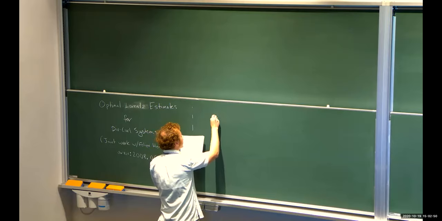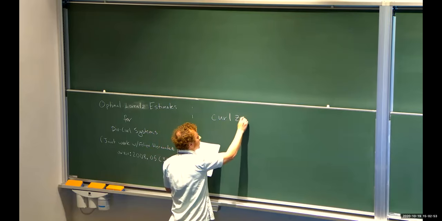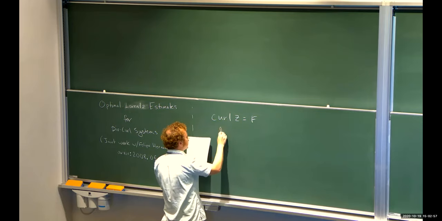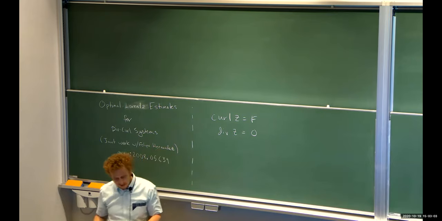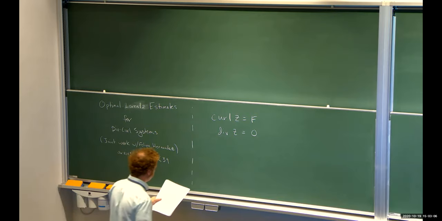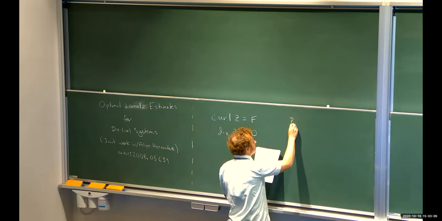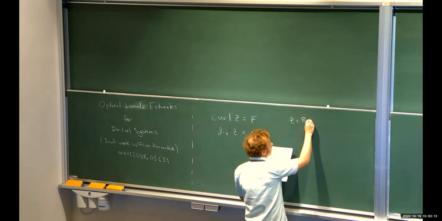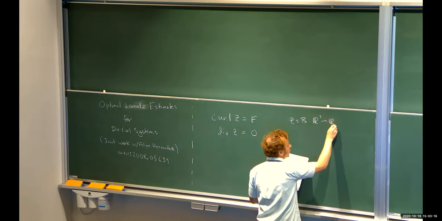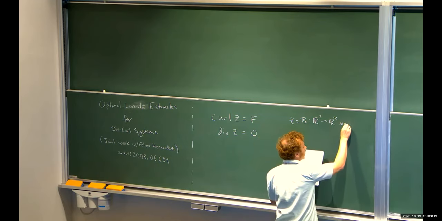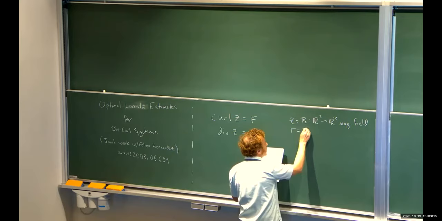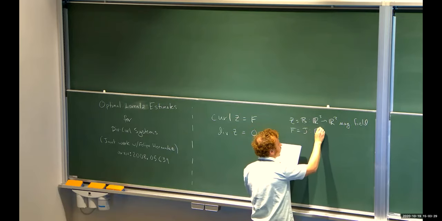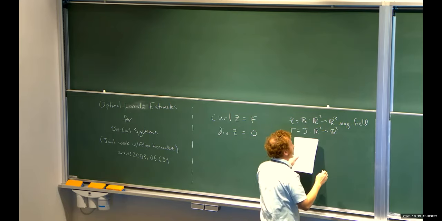The problem that we're interested in is that of finding estimates for Z, which satisfies curl Z is equal to F, and divergence Z is equal to zero. Such systems arise, for example, in the study of electricity and magnetism, in Maxwell's equations. In that setting, Z, which is often written as B, is a mapping from R3 into R3, and this is the magnetic field. And there, F is often written as J. This is also a mapping from R3 to R3. This is the electric current density.